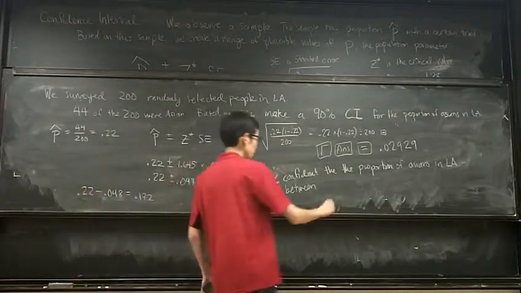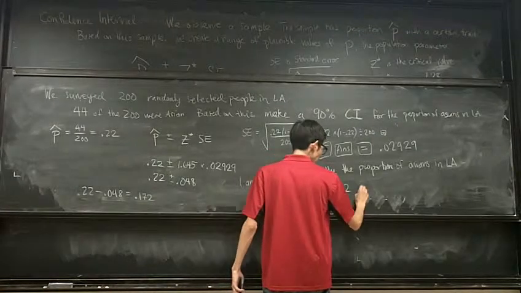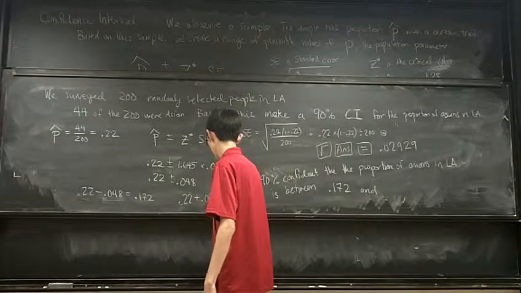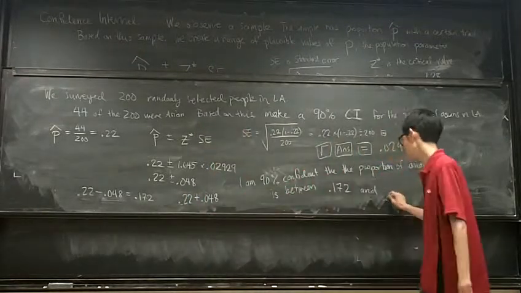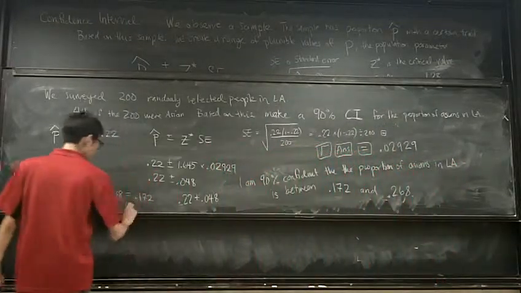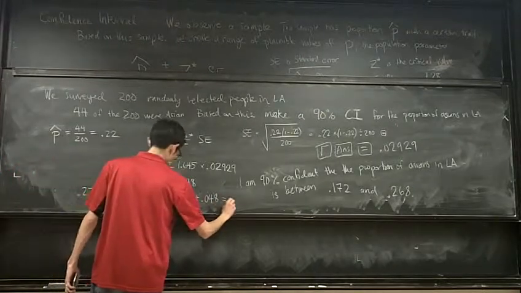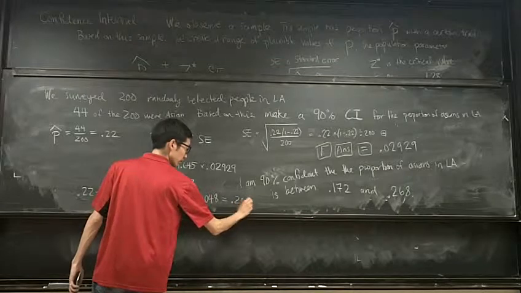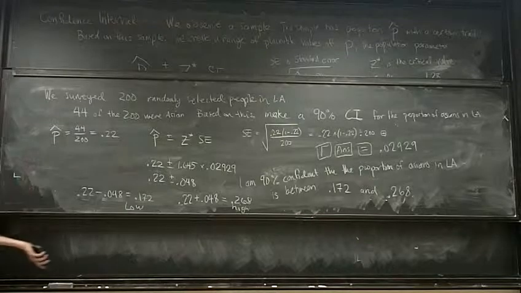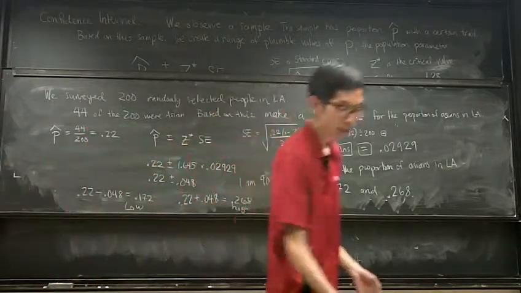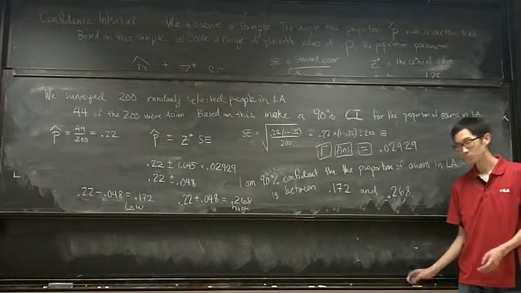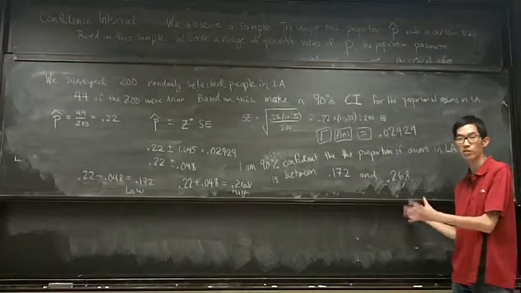Okay, so it's between 0.172 and I do 0.22 plus 0.048, 0.268. Okay, so this is my low end, and this is my high end. Okay, so I'm saying I'm 90% confident that the proportion of Asians in LA is between 17.2% and 26.8%. Okay, 90% confident it's between these two numbers.